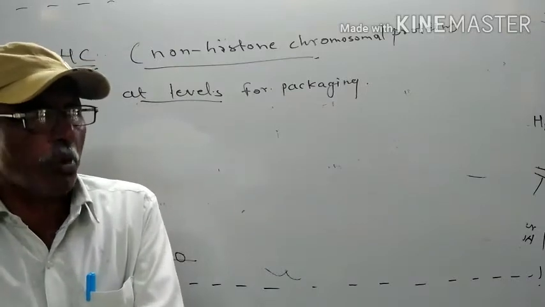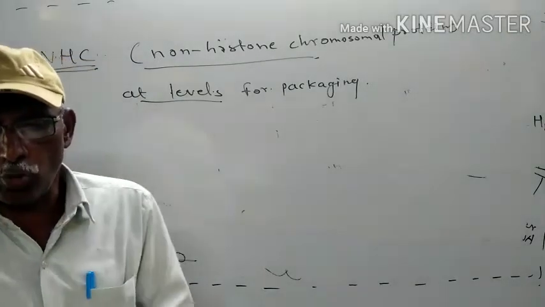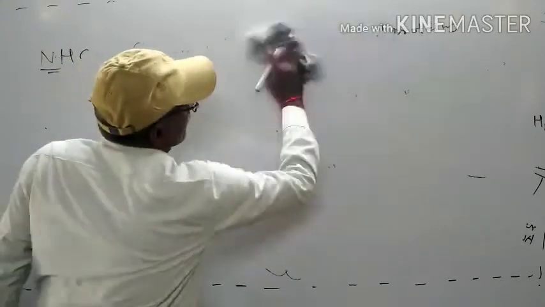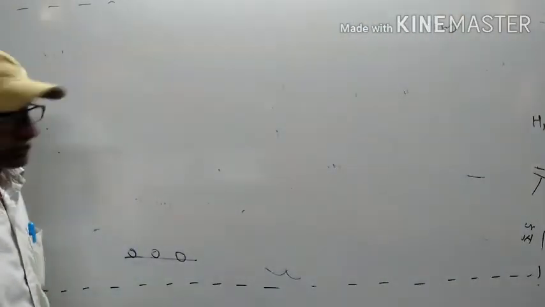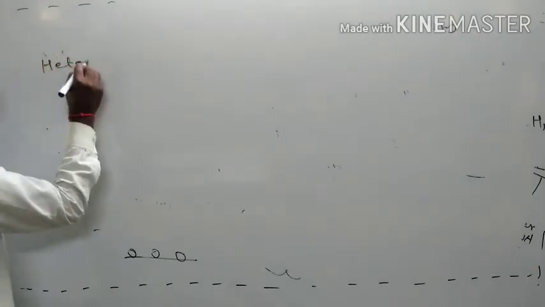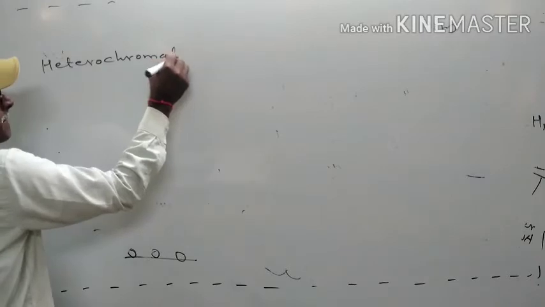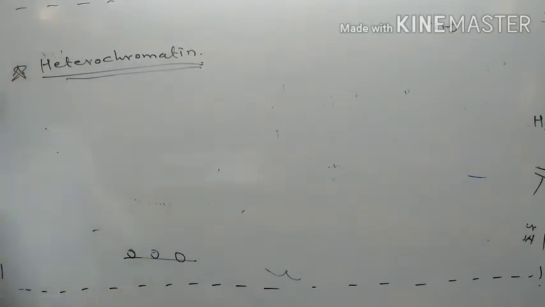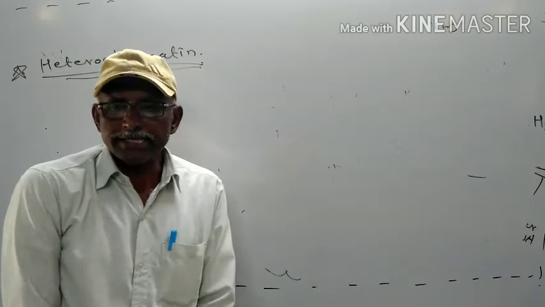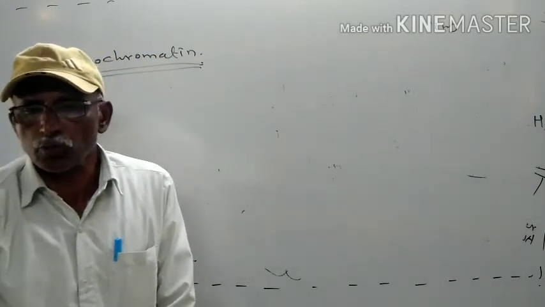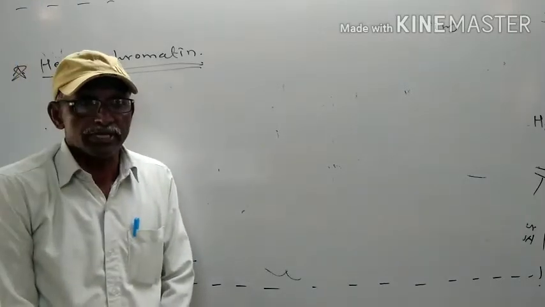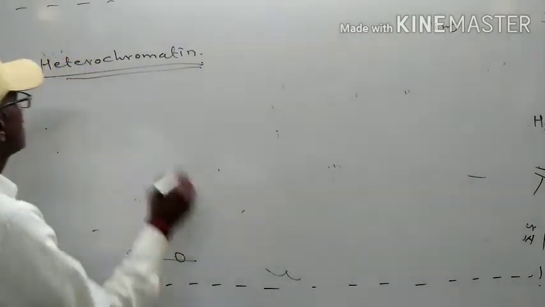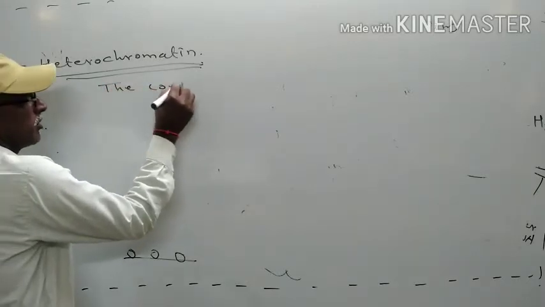Now we will see the next point, that is heterochromatin and euchromatin. What are heterochromatin and euchromatin? First of all we will see heterochromatin. What is heterochromatin? The condensed region of chromosome during interphase and early prophase is called heterochromatin.